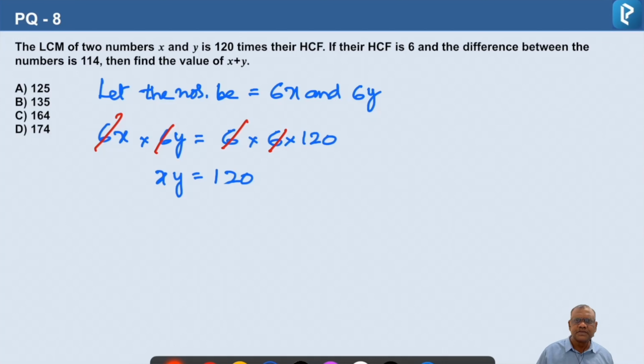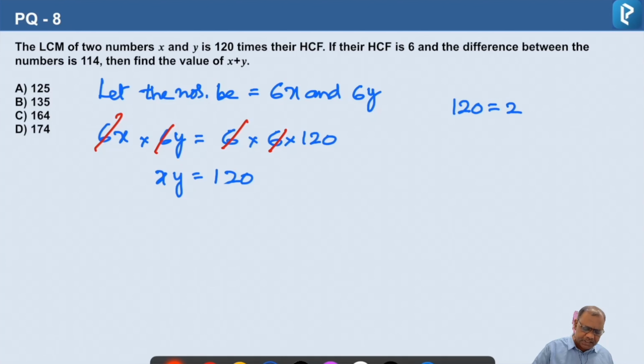Now the difference between the numbers is 114. So x and y are co-prime numbers. So let us write down the prime factors of 120 which are co-primes.